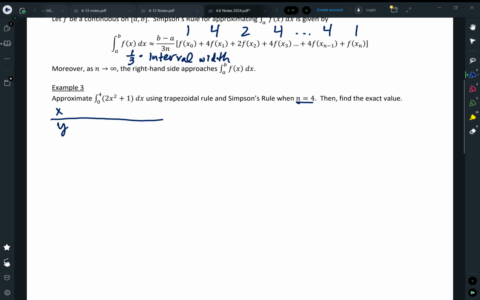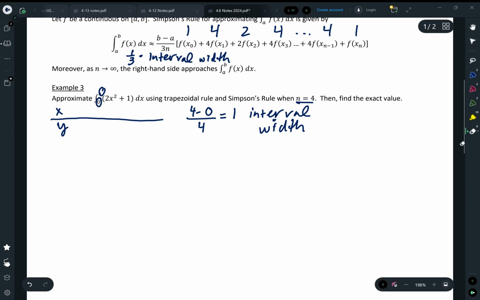So if I think about my interval width, it will be 4 minus 0. Those are my upper and lower bounds. So that means the whole interval itself is 4, but I want to divide it into 4 parts. So each 1 unit will be my interval width. So that tells me how to build my table. So for my table then, I want to split it up every 1 unit. So I'm just going to write 0, 1, 2, 3, 4.